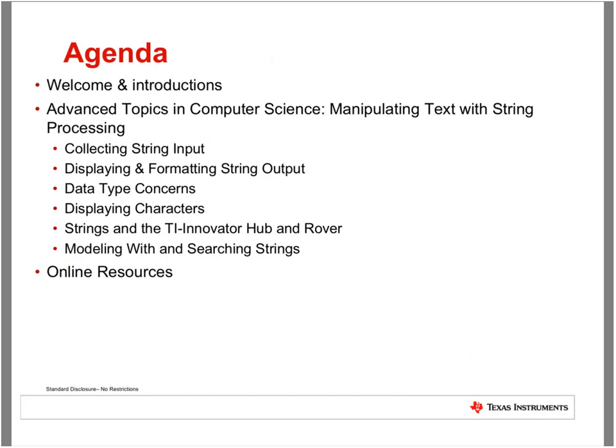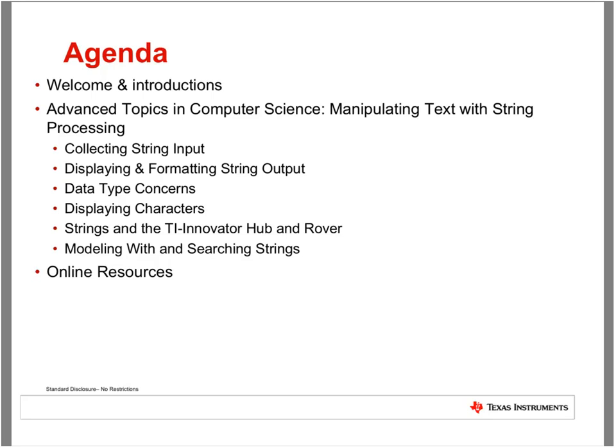So we're going to look at a number of topics as we dig into how we can manipulate text and use some different string processing commands. We'll start by looking at how we can collect string input from a user and then also display and format that string output back to the user. We will run into some concerns about the different data types, and we'll have to come up with some ways to fix some things around that. We'll also look at how we can display specific characters from within strings, and then we'll make some connections between strings and the TI Innovator Hub and Rover. And last, we'll wrap up by modeling some problems with strings and also searching strings as well. So lots to think about, and we'll start right at the beginning in just a few minutes.